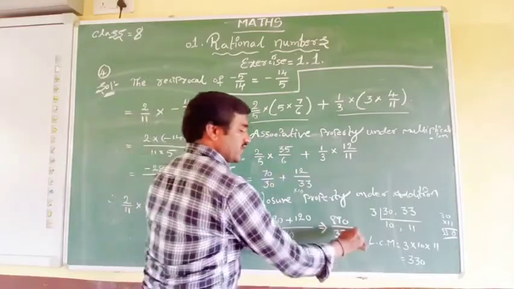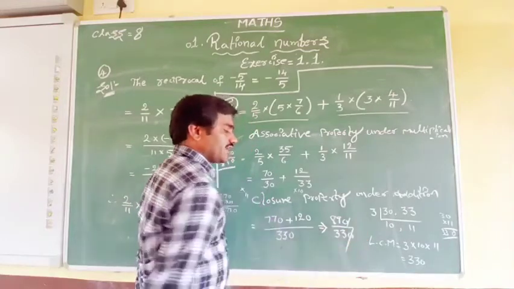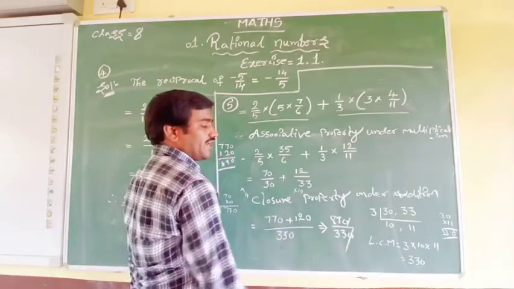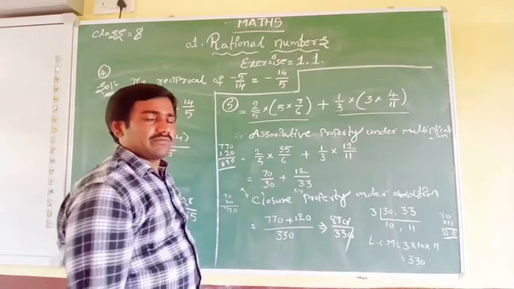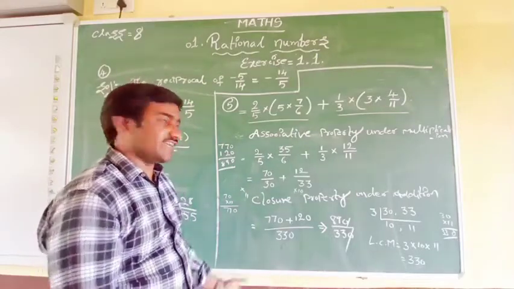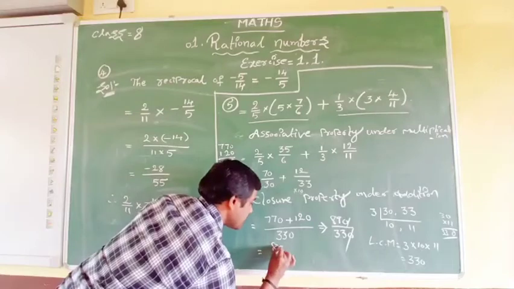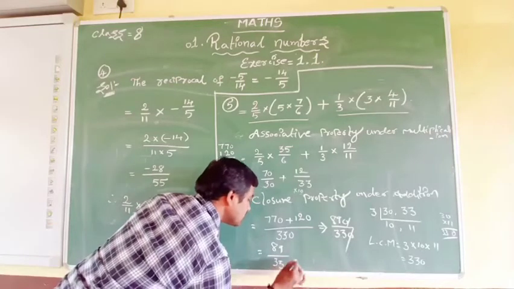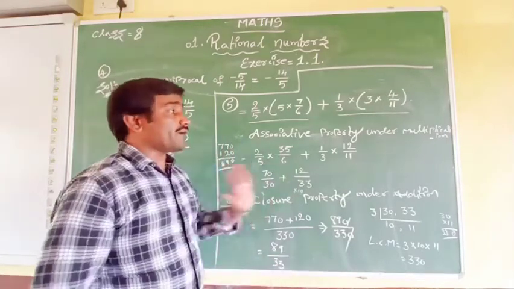Again, we can simplify this. See, 10 and 10 we can cancel. Yes, 89 is a prime number. Hence, a prime number cannot be cancelled in any table. Yes, 89 by 33 is your answer. So, only two properties are used.